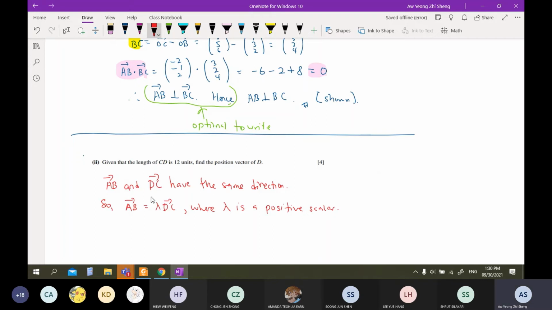Okay, so not only do we know that AB and DC are parallel, this equation is actually for parallel. We also know that the directions are the same. So I have more information about lambda. I know that lambda must be a positive scalar.